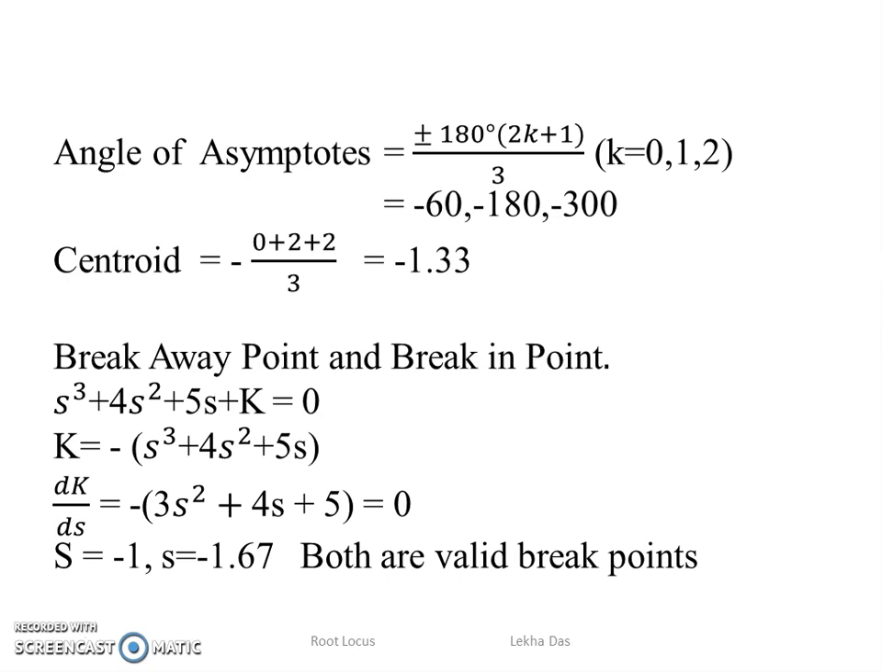And the values of s we will get as minus 1 and minus 1.67. As the complete negative real axis is part of Rootlocus, both are valid breakaway points.